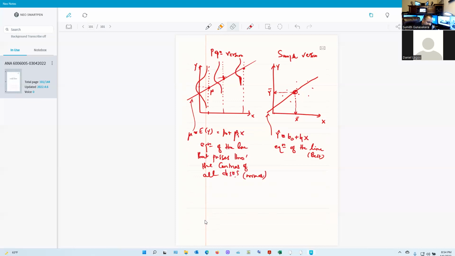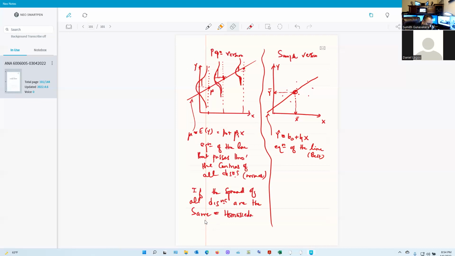They are normal distributions that have been shifted. These distributions have a spread. If the spread of all distributions is the same, we call that homoscedastic. If not, we call it heteroscedastic. Okay.